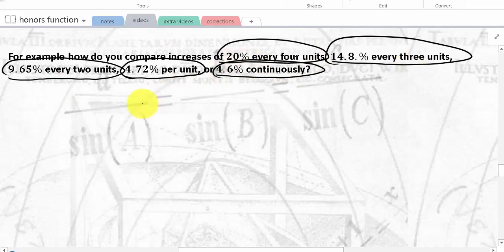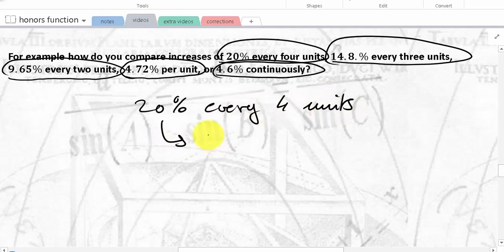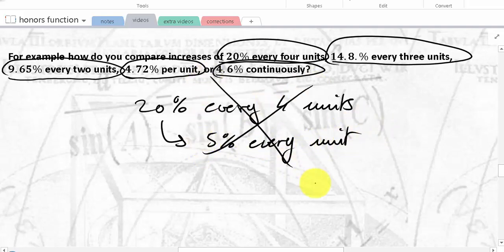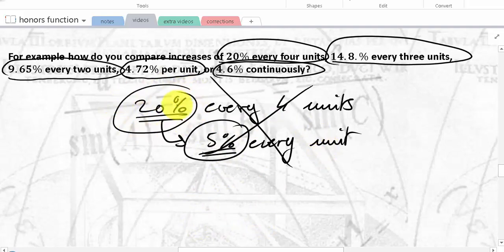Okay, so here's what you're not supposed to do. 20% every 4 units means divided by 4, and that's 5% every unit. This is completely not true because you're dealing with an exponential function, okay? You're applying something very linear here. You think if you got a 5% increase every unit, you're gonna get a 20% increase every 4 units? No. If you got a 5% increase every unit, you're gonna get above 20% increase every 4 units, way above, right? So what's the equivalent per unit of a 20% increase every 4 units?